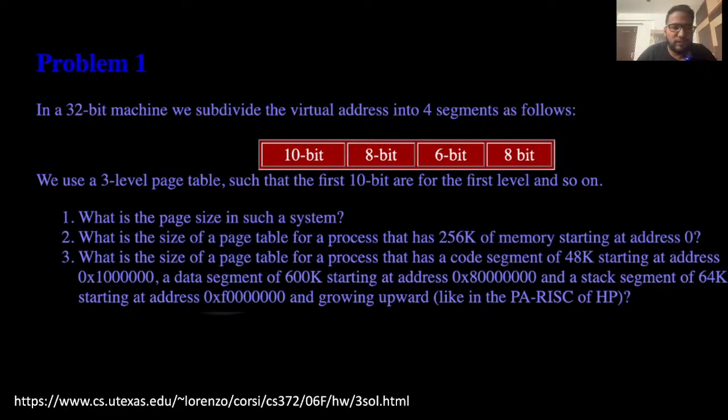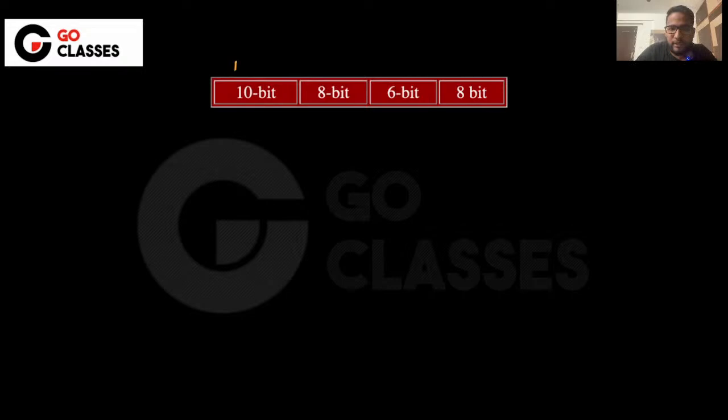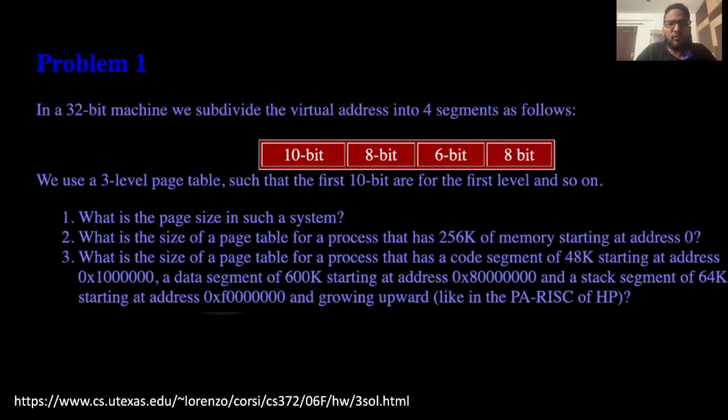Then they are saying that this is a 3-level page table, such that 10 bits are for the first level and so on, which means this is the first level, this is for the second level, and this is the third level. Now what they are asking is: what is the page size in such a system? So the first question is, what is the page size?